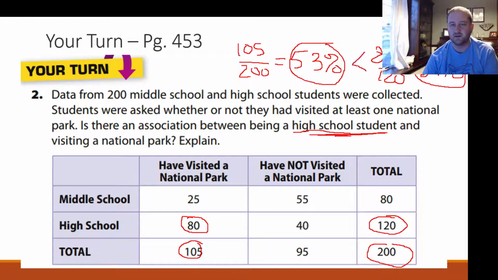Now we can compare these two probabilities. We can see high schoolers are much more likely to have visited a national park than the general population of students. So we can say high school students are probably more likely to have visited a national park.